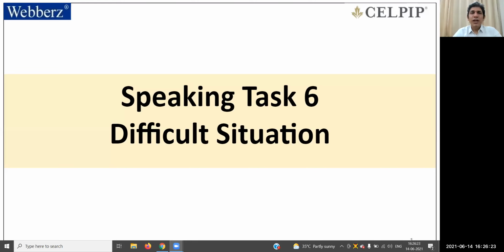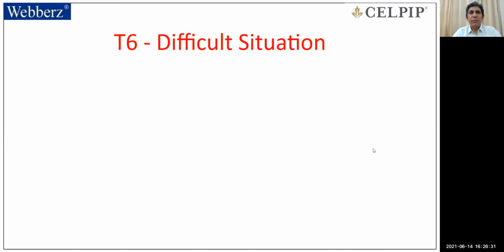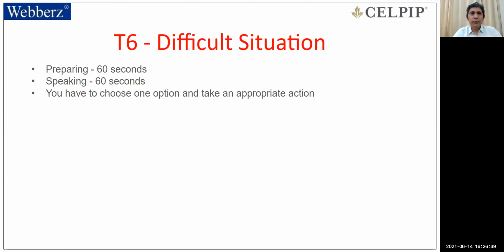Hello everyone. Today we'll be talking about speaking task 6 in CELPIP, which is called a difficult situation. Let us have some tips before we start with the session. The first tip is that the preparing time for this is 60 seconds. The speaking time is 60 seconds too.